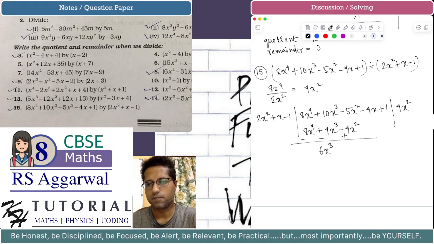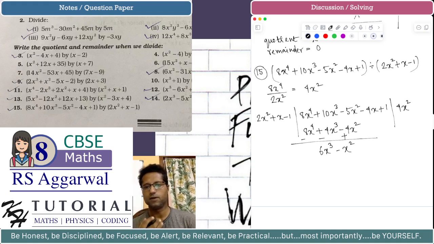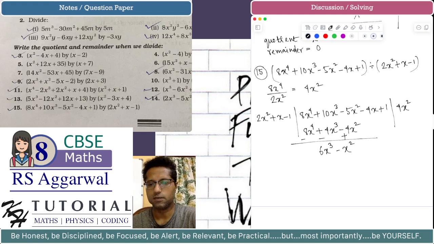Minus 5x square plus 4x square is minus x square. We see the remainder has degree 3, which is greater than the degree of the divisor. So we have to proceed with the division. We see that there are more terms in the dividend left.